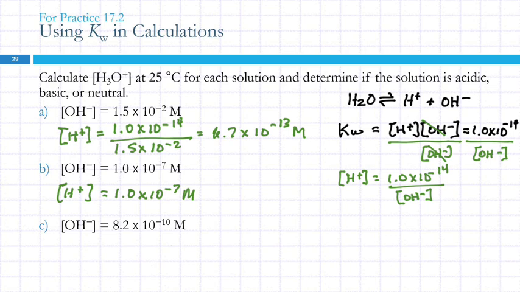Okay, how about this one down here? Again, Kw over the hydroxide ion concentration. That gives 6.2 times 10 to the negative 5.